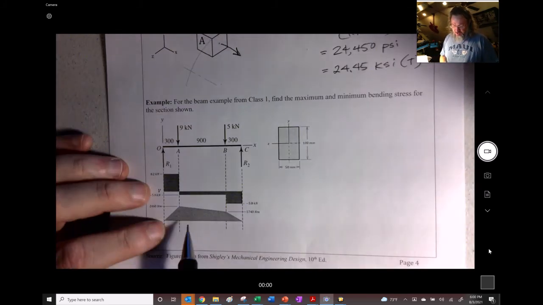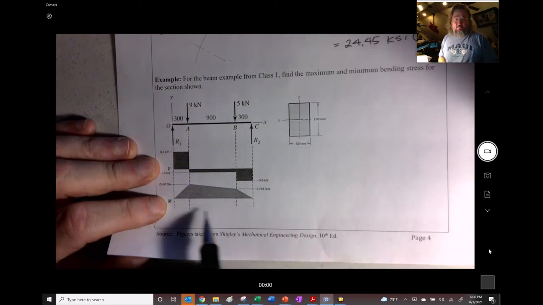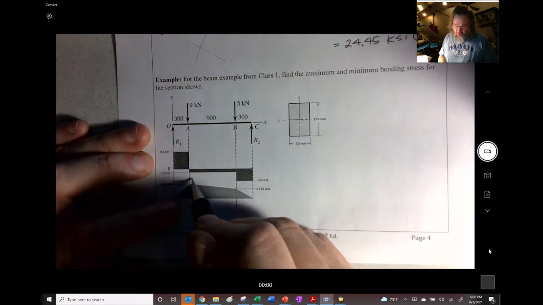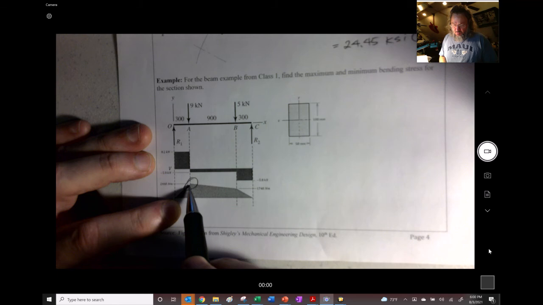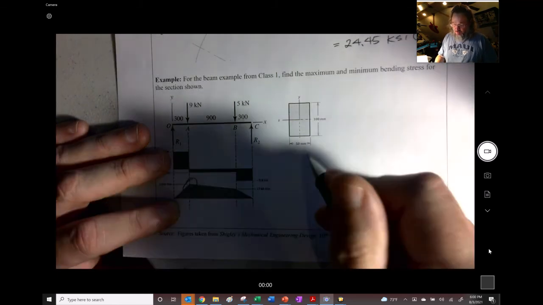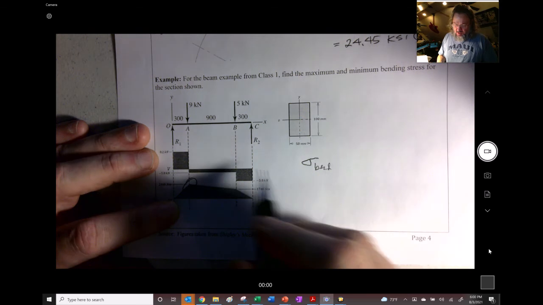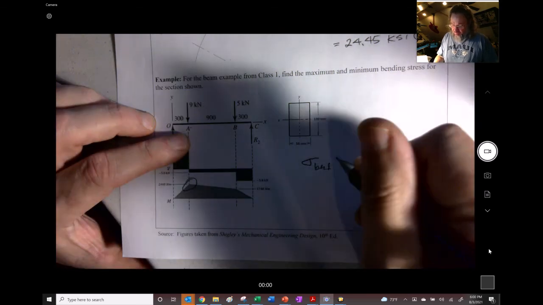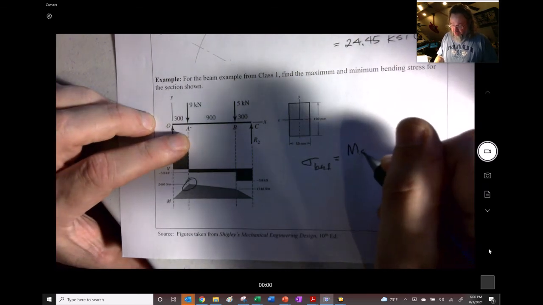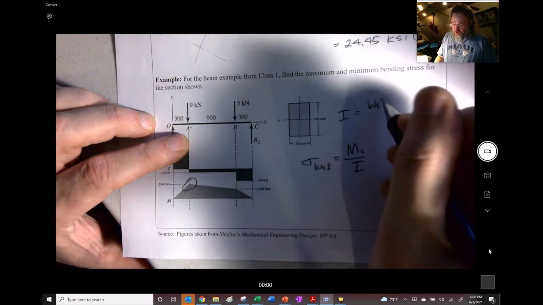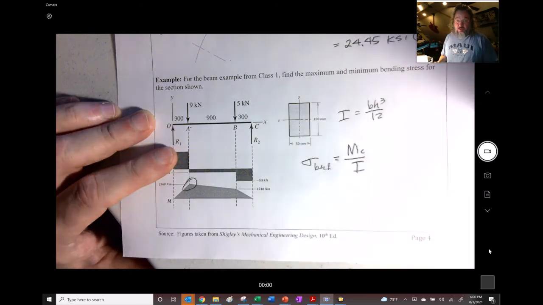Here was another problem that I was going to run through and show that we could get the stresses. This is based on that example where we went through and wanted to find the maximum. Here is where the maximum bending moment was. What we would do is find the bending stress, and we might say it's the bending at A right here. We would say Mc over I. You would find the I with bh cubed over 12 right here.